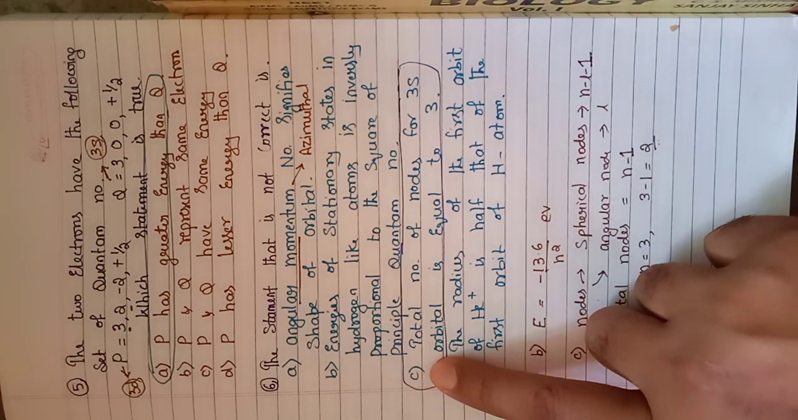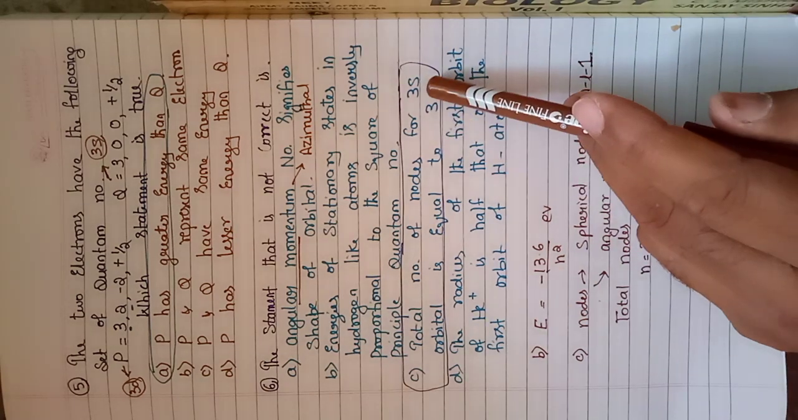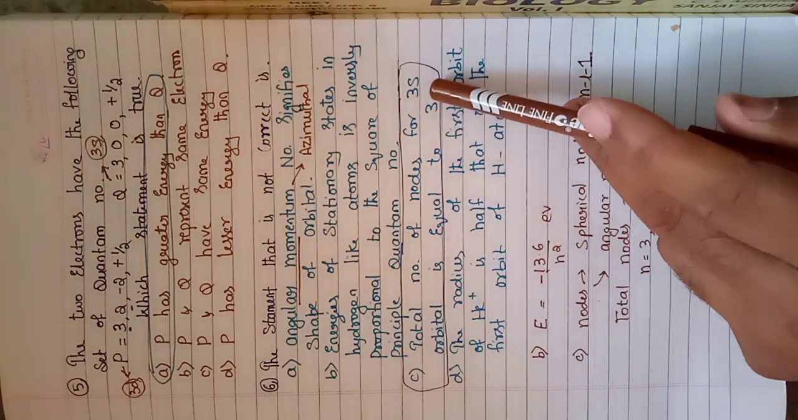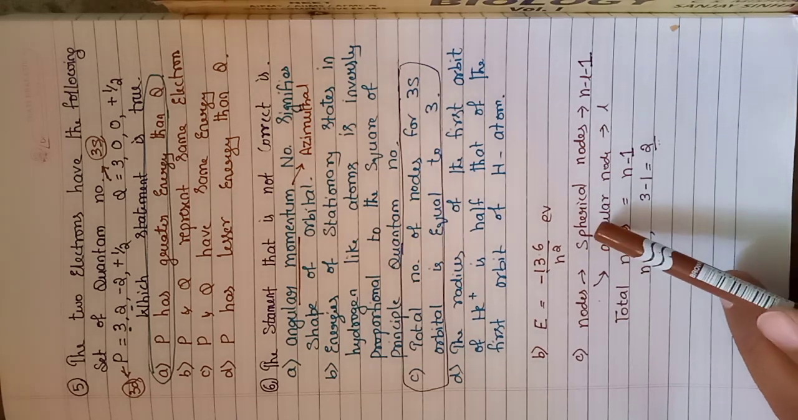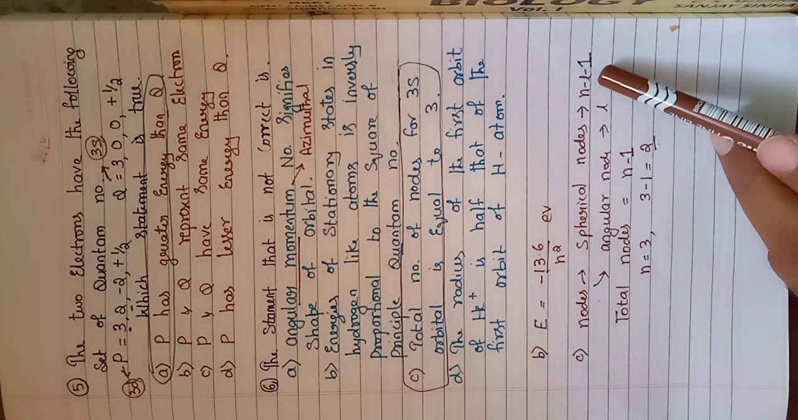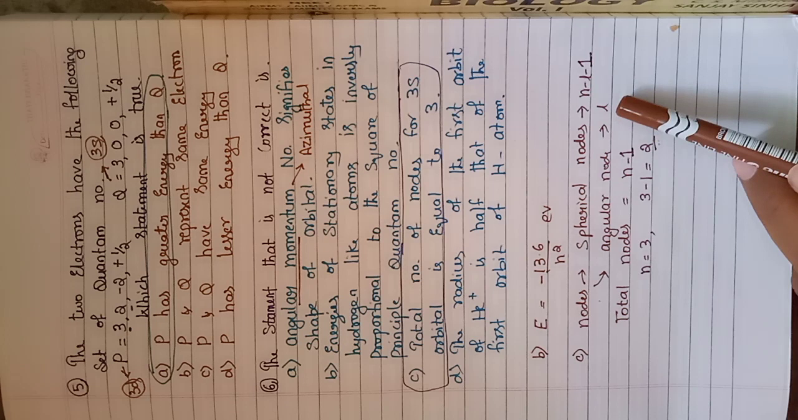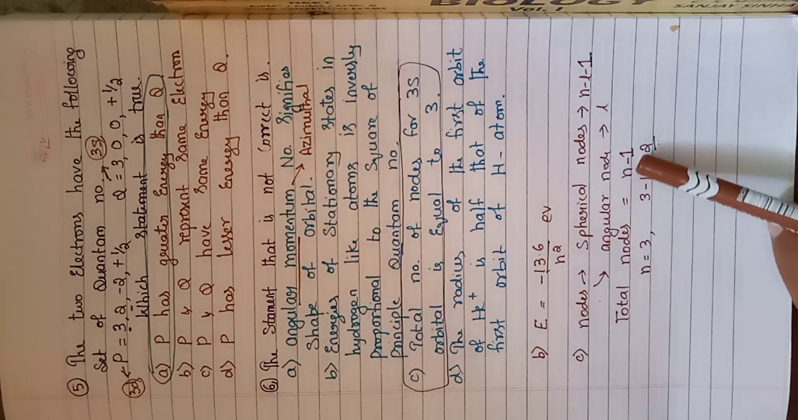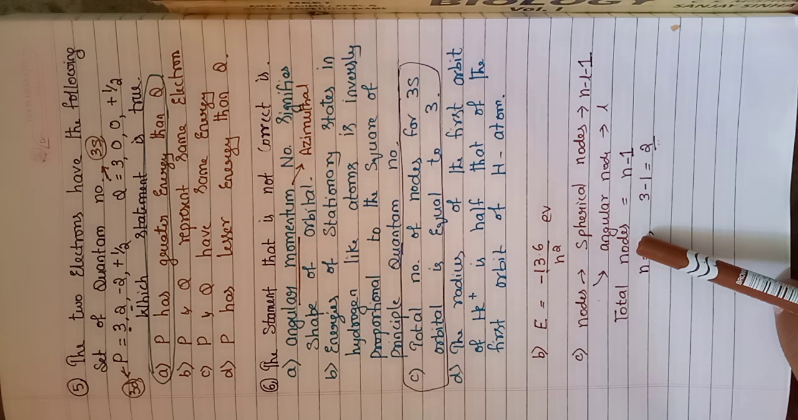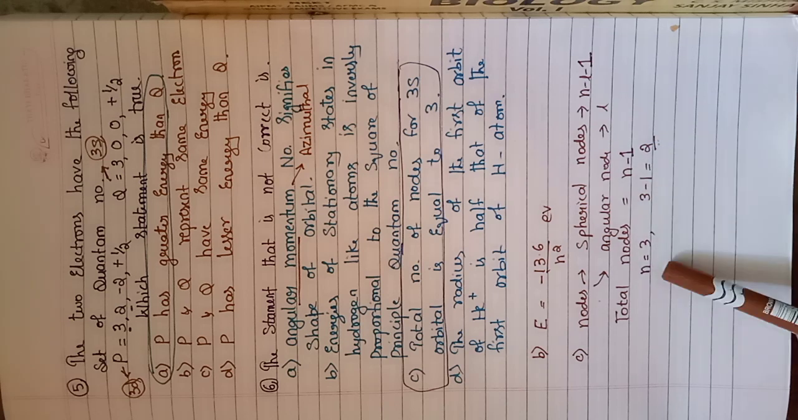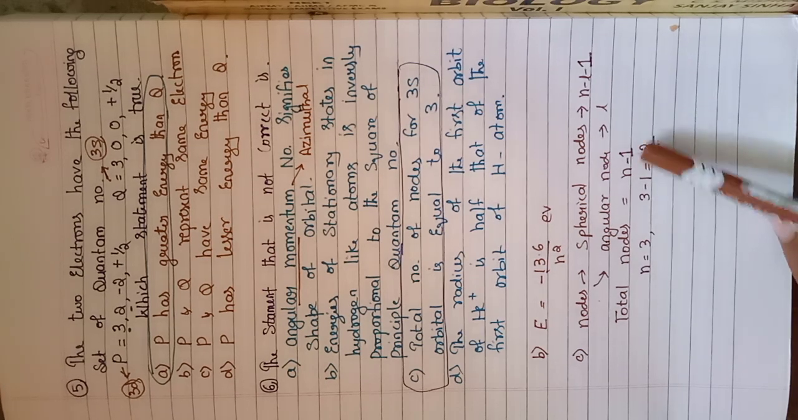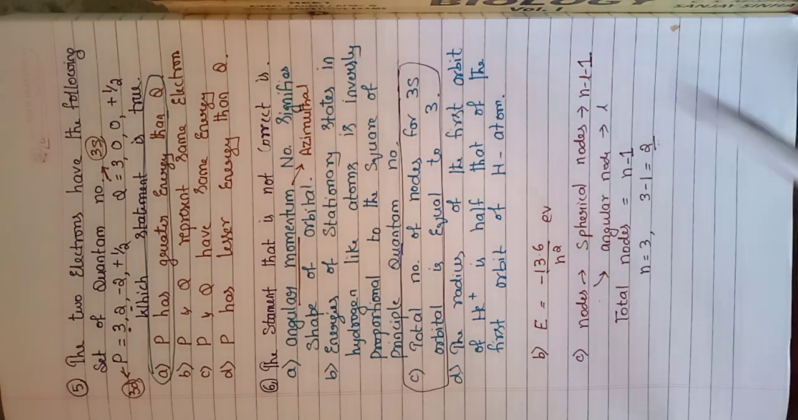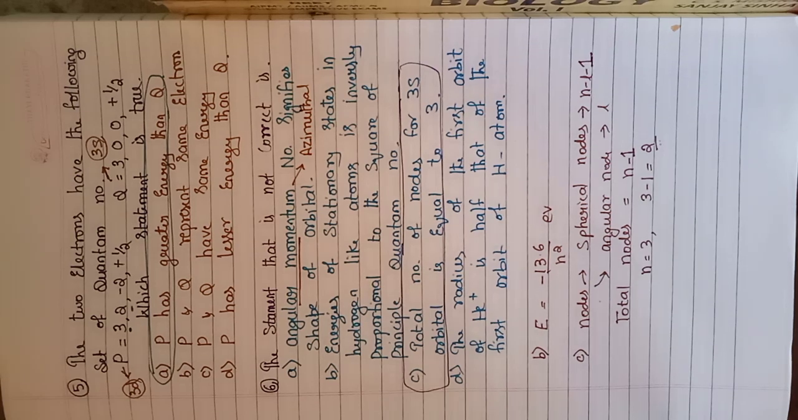Whereas statement C, the total number of nodes for the 3s orbital is equal to 3 nodes. Now we know nodes are of 2 types, spherical nodes and angular nodes. Spherical nodes are n minus l minus 1, and angular nodes are equal to l. When we add these two, we get n minus 1. So the total number of nodes in any orbital is n minus 1. Here n is 3, so 3 minus 1 is 2. So 2 is the right answer, but it has given 3. That's why this is not a correct option.